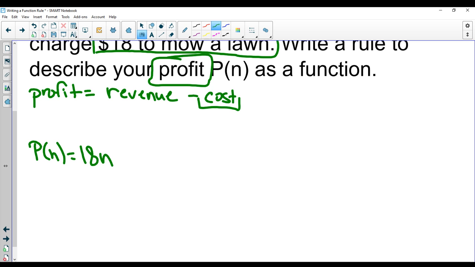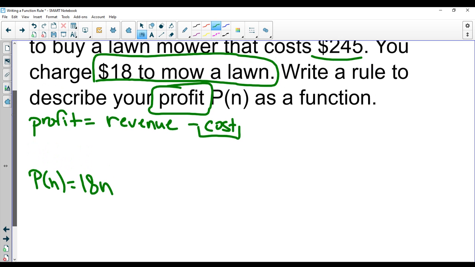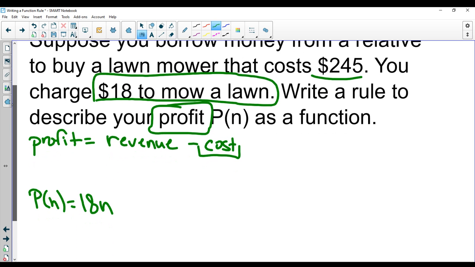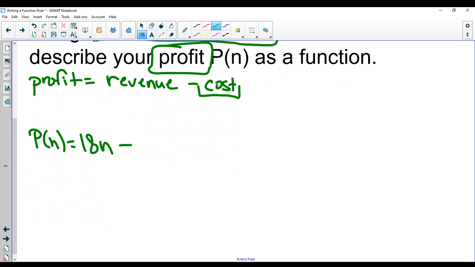Now I got to worry about the cost. Because a profit is really the money you earn. The money you spent on the cost for the lawnmower doesn't really earn you anything, so you got to subtract it off this revenue we're talking about here. Well, how much cost did I spend? Well, I spent $245 for a lawnmower, so I have to come down here and subtract $245 from it. Okay?